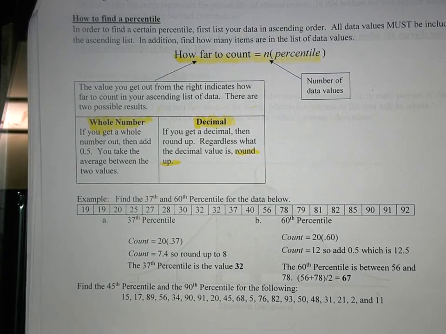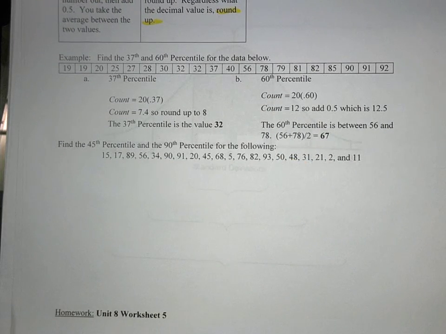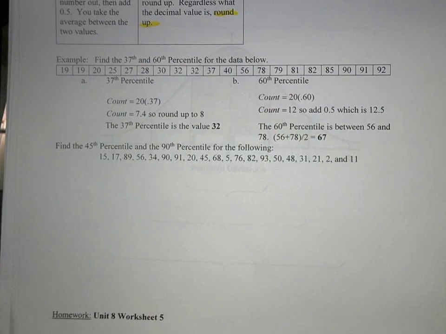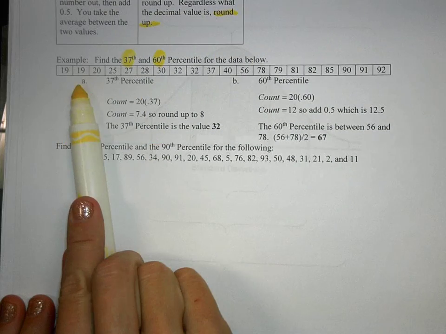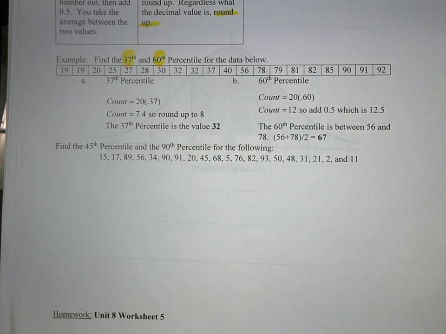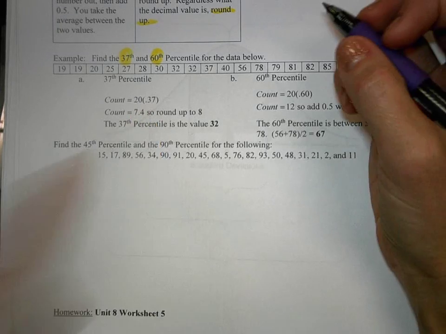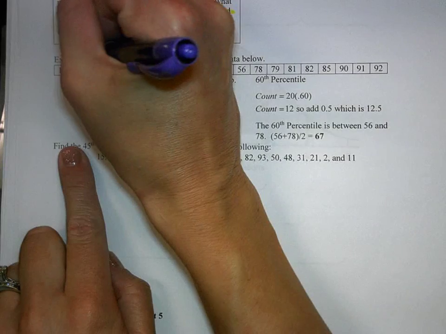So, looking at our first data set, it says, find the 37th and the 60th percentiles for the data shown below. Nice thing right here, they have written it in ascending order for us already, so we do not have to put this in order. The next thing we need to do is figure out how many pieces of data we have. And actually, they told us there's 20. But it's always a good idea to number them. So we're going to go ahead and number them just so we can see what's going on here. I'm just going to write my numbers above.